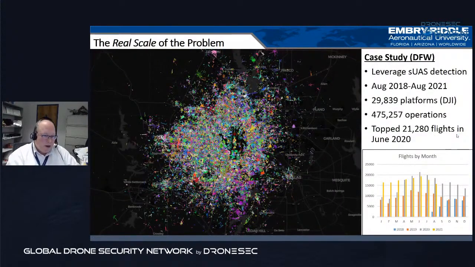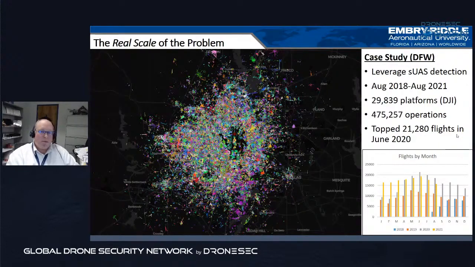Now, before I scare you, I want to give you some context. We've done a great deal of analysis, and part of this analysis was done at, again, a top 10 airport in the United States. And you can see here the level of UAS activity over, in this case, a period of 37 months from August 2018 to August 2021. And the highlight here is really there's a lot more UAS flying going on than you probably realize.